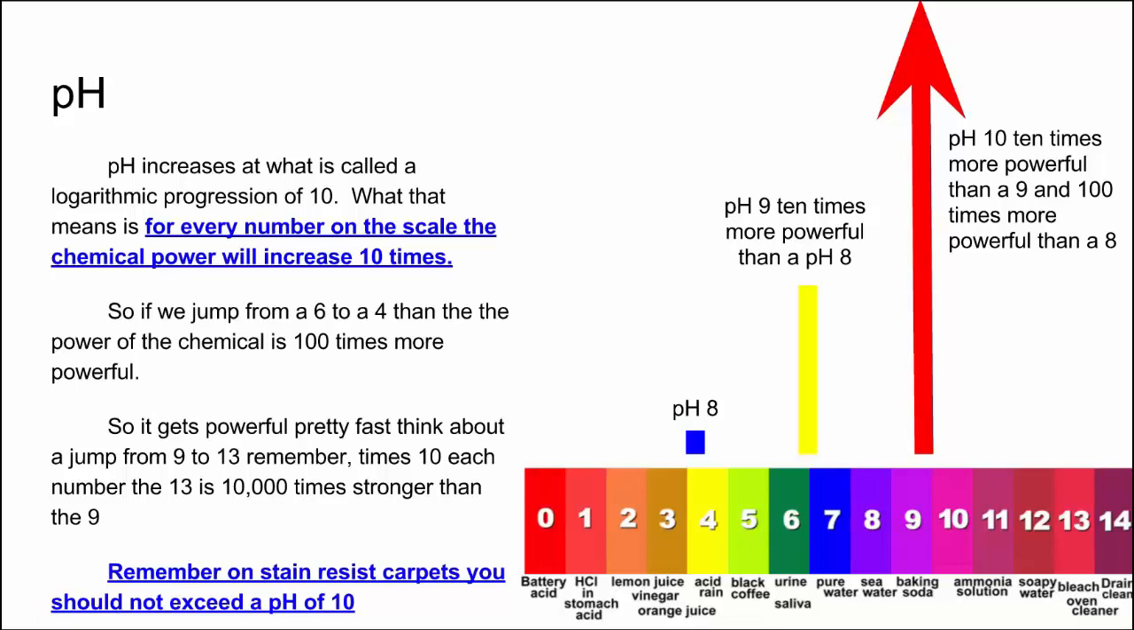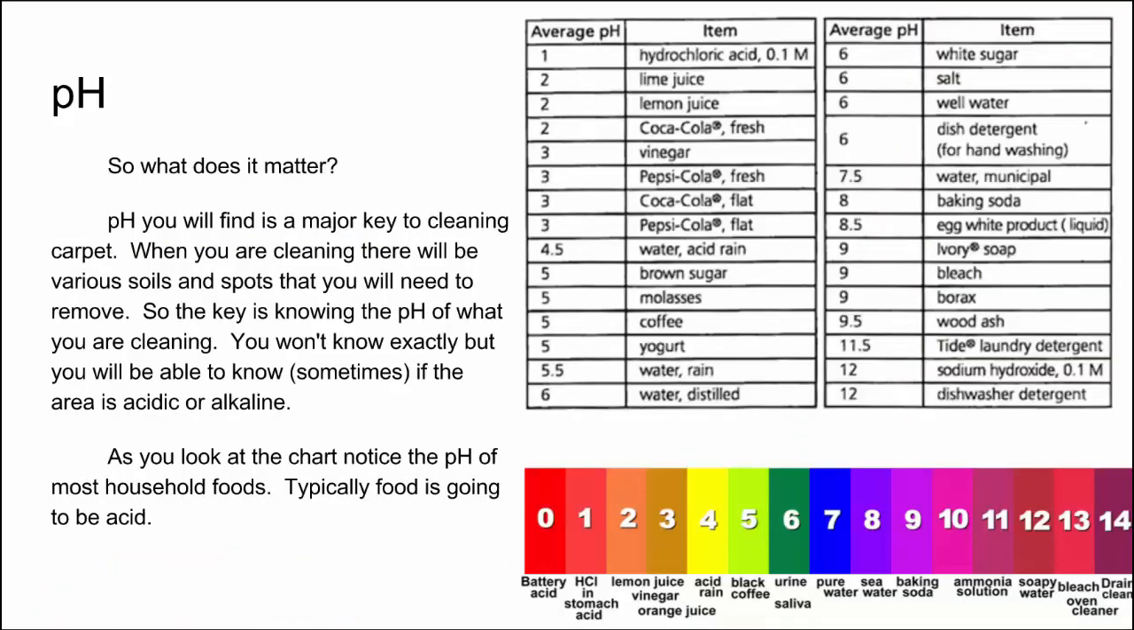Also important to remember, any stain-resist carpet should not exceed a pH of 10. So be careful. Don't clean with anything higher than a 10 on anything that's stain resist. So what does it matter? Why do we need to know pH? What good does it do us to know which pH we're cleaning with?